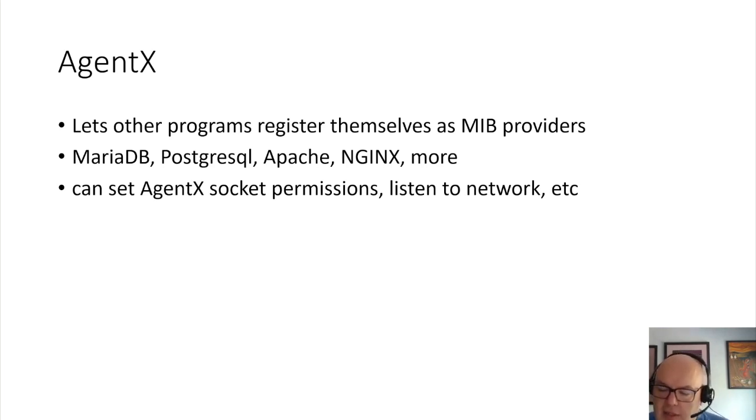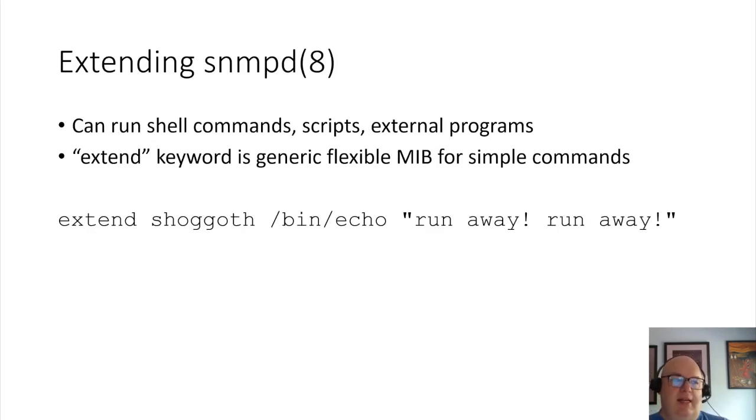So that's a fast overview of some basic SNMP stuff, but let's touch base on something special to SNMPD and NetSNMP. You can extend it. The extend keyword in snmpd.conf is a generic flexible MIB for simple commands. If you hit this MIB, a command runs. You write the command. You have to be very careful doing this. But here I have a simple extend command called shoggoth that runs echo runaway runaway.